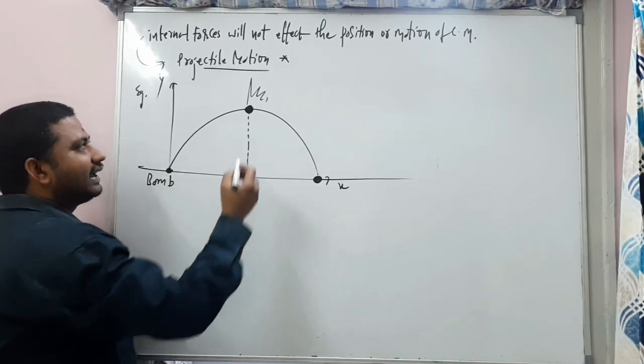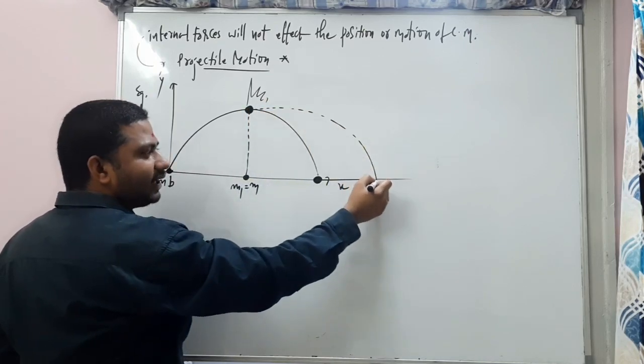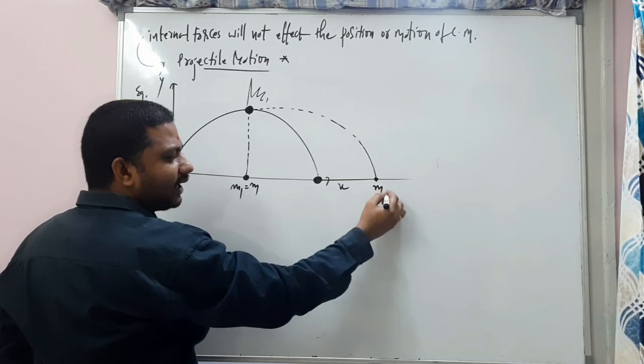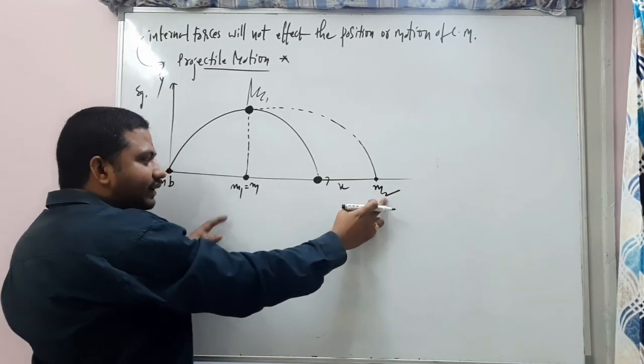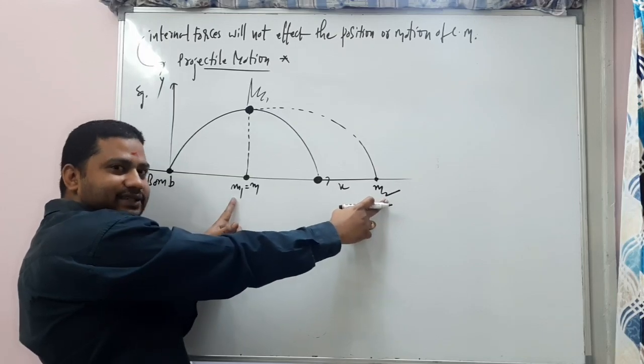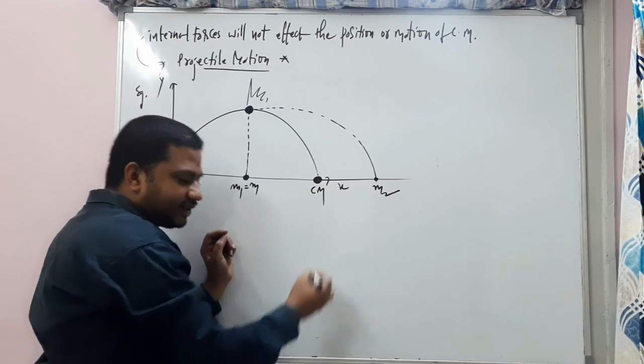It moves like this. Somewhere it will fall such that, with your M1, M2 values, if you find the center of mass of these two-mass system, you will exactly get the center of mass here, my dear students. That is an interesting point.